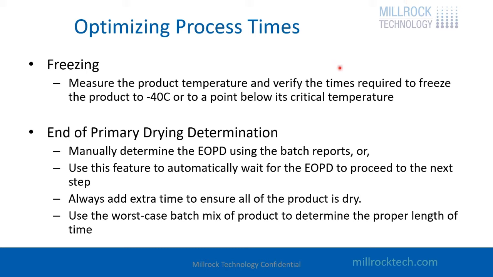To further optimize your primary drying cycle, we recommend using the end of primary drying determination, which is the capacitance manometer versus the Pirani. And that will give you a really good idea of how long your drying cycle is. And then just add some period of time just to make sure that you dry longer than is required for your product. So those two things will really help you out.